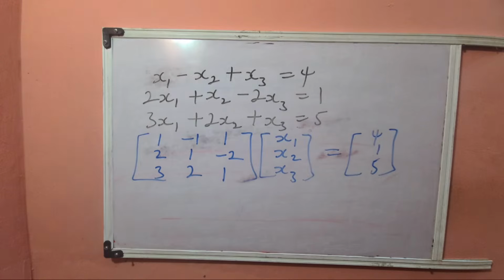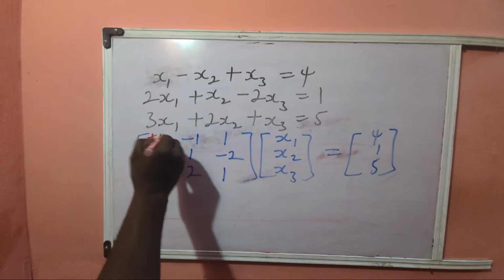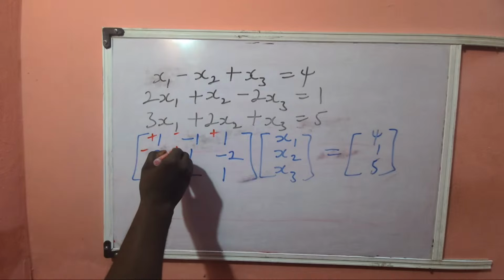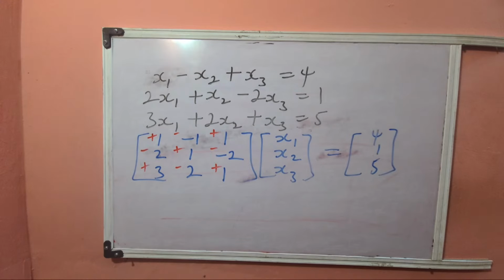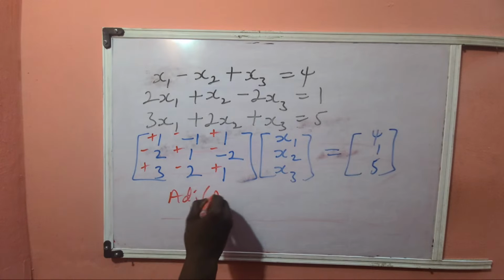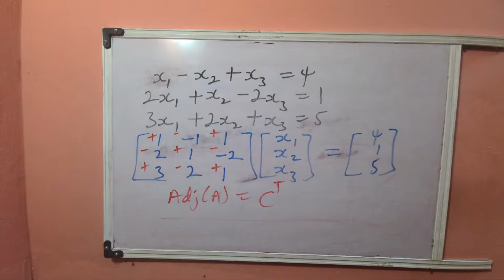All right, now finding the adjoint of this matrix is very simple, but you have to be very careful. Do you remember how you do it? Well, the very first thing you have to do is to apportion a sign to every one of these entries: plus, minus, plus, minus, plus, minus, plus, minus, plus. So what I want you to keep doing now is to keep solving. In case you have forgotten, let me remind you that the adjoint of a 3 by 3 matrix is given by what? It is the transpose of the cofactor matrix.